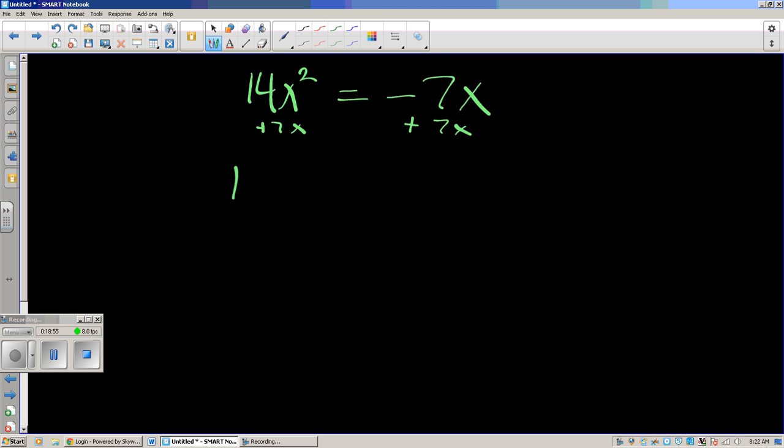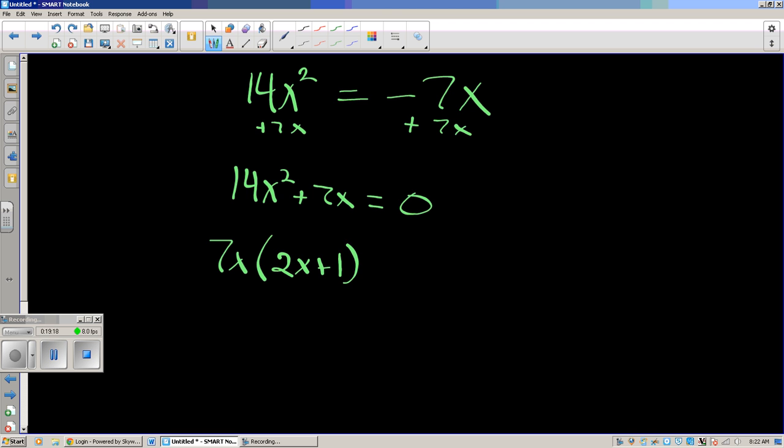So I've got 14x squared plus 7x equals 0. So then what do I ask myself? Is there a common factor? Is there a common factor in 14x squared plus 7x? What is it? 7x. So what am I left with there, Noah? 2x plus 1. And that all equals 0.